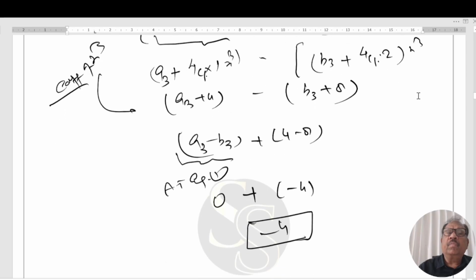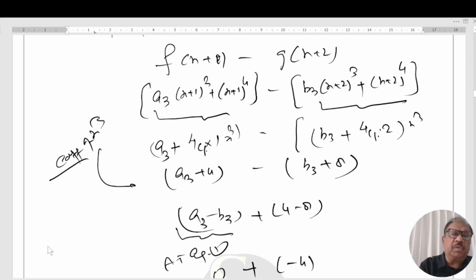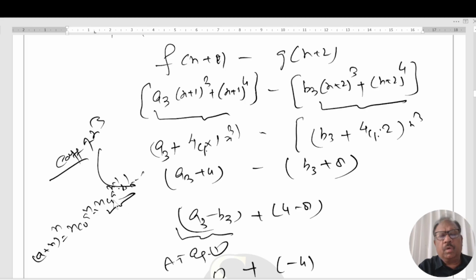In this case, we apply the binomial expansion (a+b) power n equals nC0 a power n plus nC1 a power n minus 1 b power 1 plus, and so on. Here our work is finished. Right. Next question.